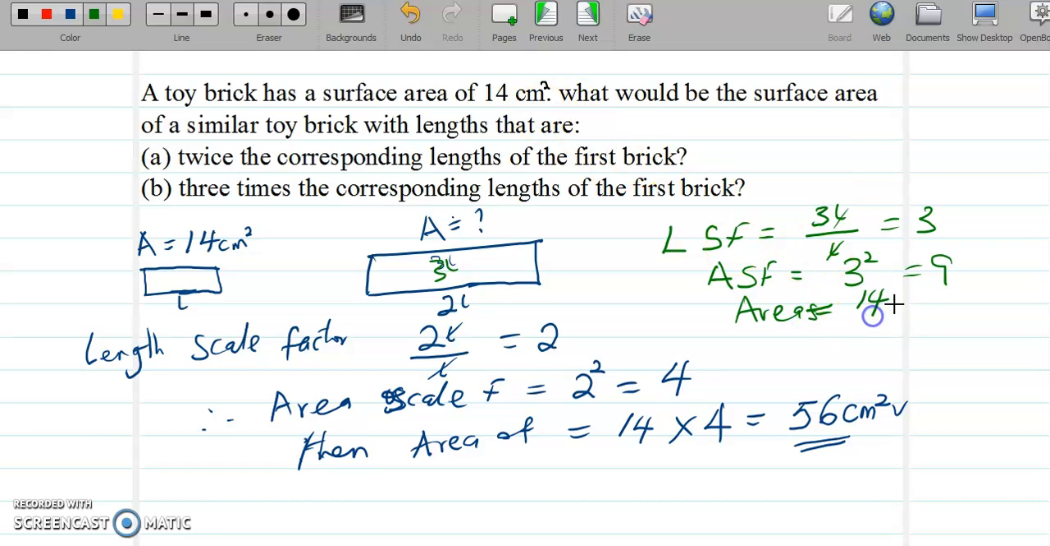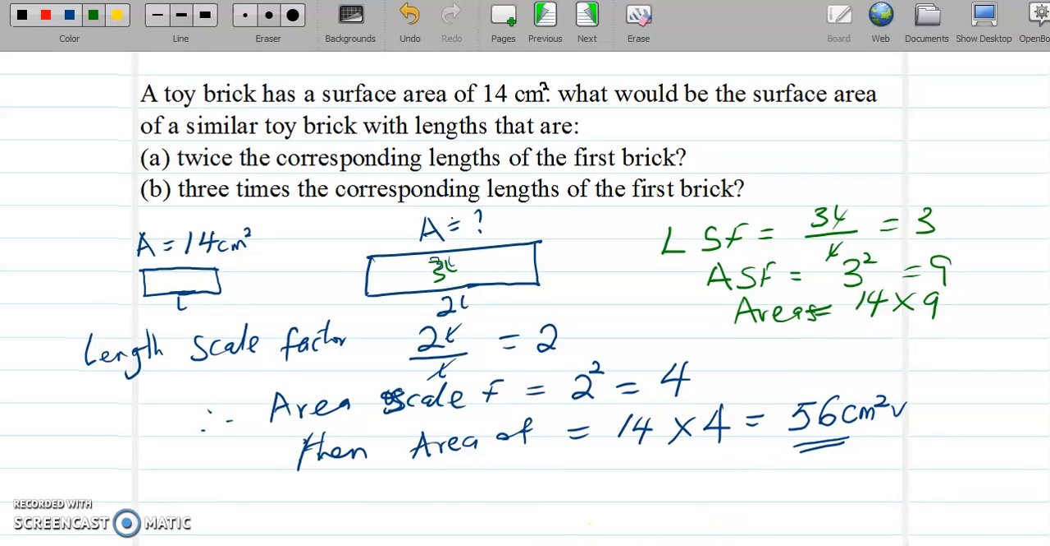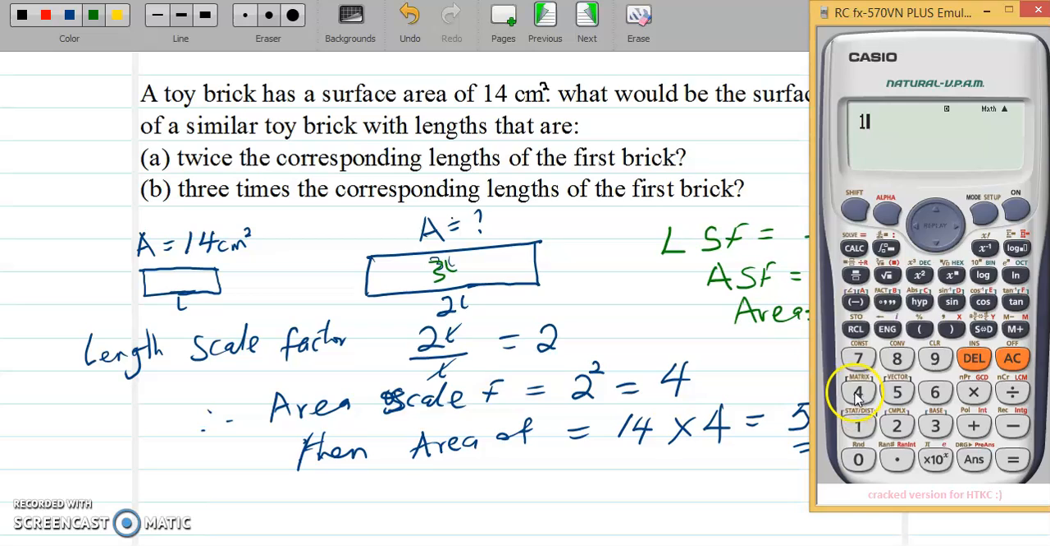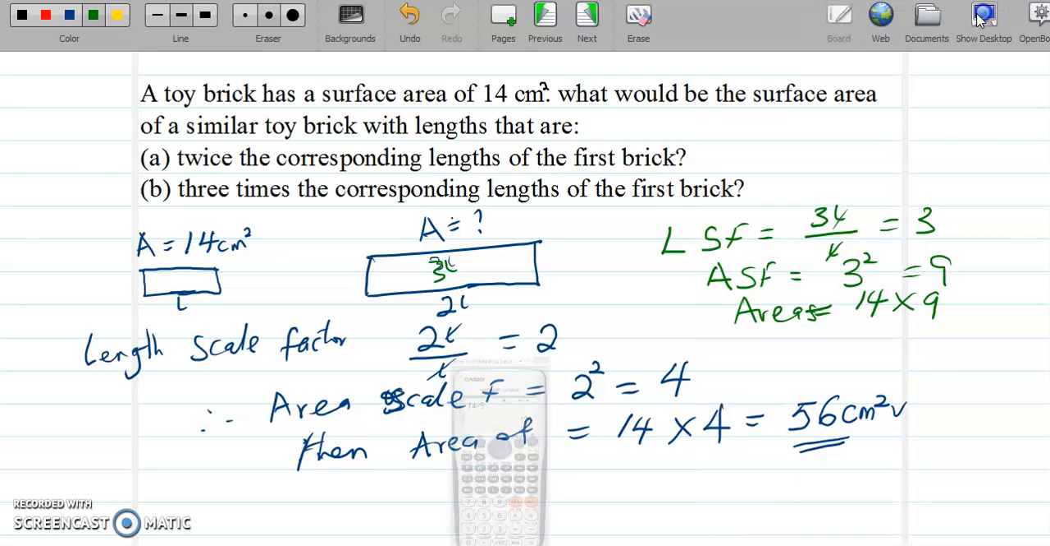Now the surface area will be 14 times 9. So 14 times 9, that gives us 126. So that gives us 126 cm squared. Okay.